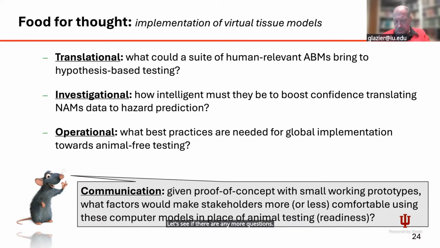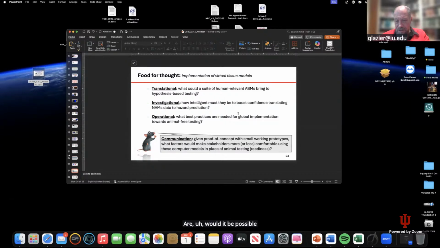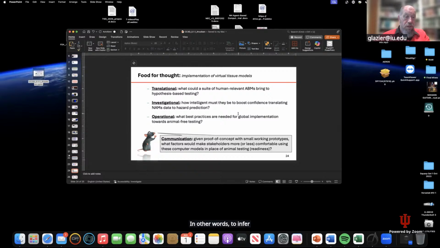There's a question here, which I think is a very visionary one, and it's something that I've wanted to see happen for a long time. And I'd love to see somebody work on it. And we actually have a little bit of tools for it, but not enough. Would it be possible to go from videos of experiments to actually define the cell properties and behaviors in CompuCell? In other words, to infer the properties and behaviors from the observations.